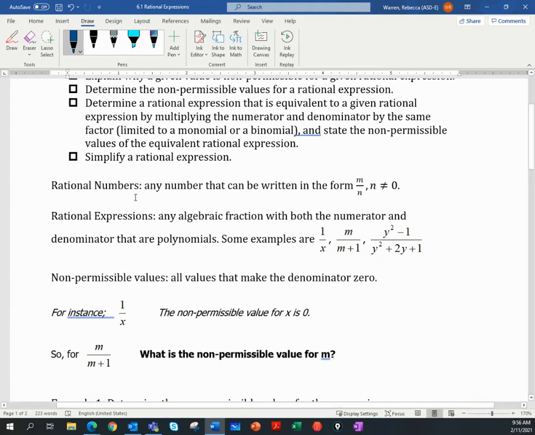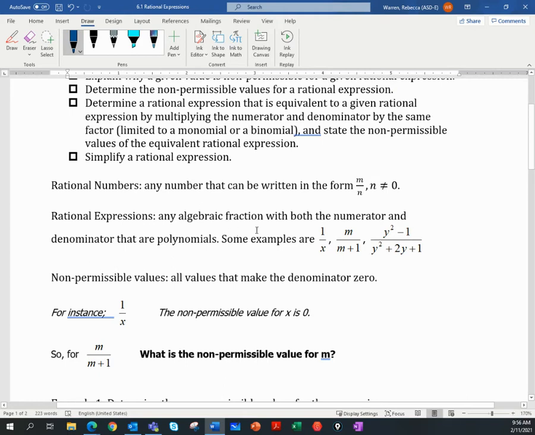So rational numbers, as you know, is any number that can be written in the form of m over n, aka any number that can be written as a fraction, where n cannot be zero. And if we were in class, I'd ask you, why can't n be zero? But I'm by myself, so I'll just tell you. n can't be zero because you cannot divide by zero. It's impossible. So it's called undefined usually. So in this case, we call it a non-permissible value.